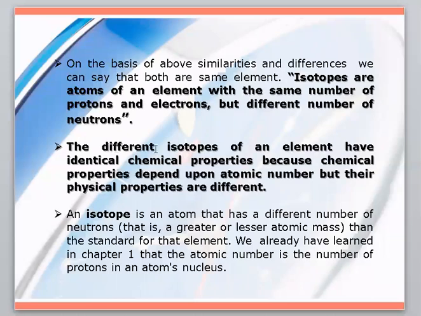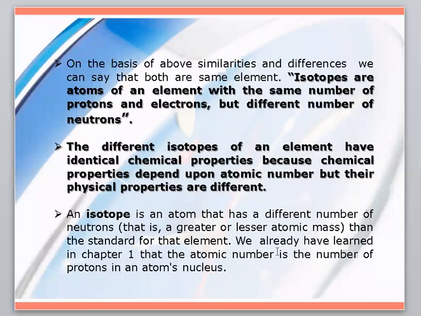We can say the different isotopes of an element have identical chemical properties because chemical properties depend upon atomic number, and their physical properties are different because physical properties depend on the mass number. We can say that an isotope is an atom that has a different number of neutrons, that is a greater or lesser atomic mass than the standard of that element.